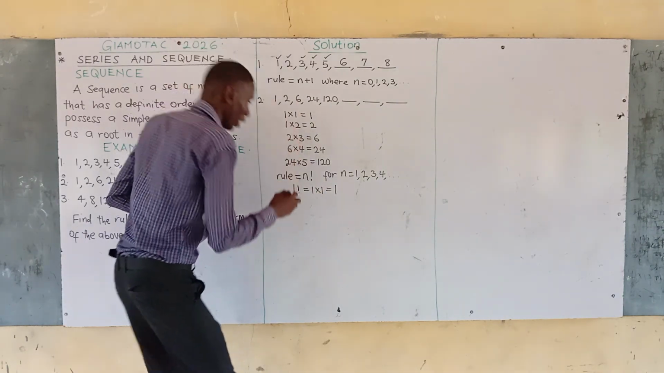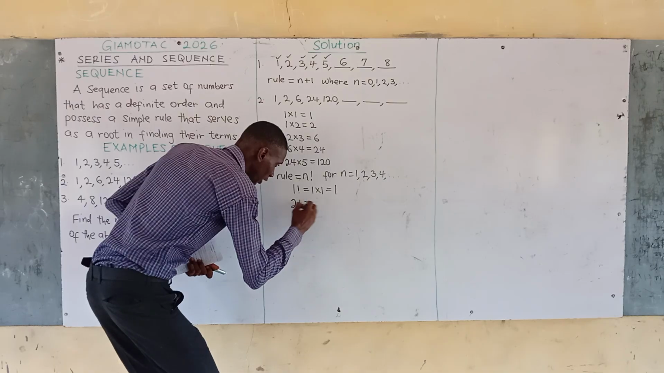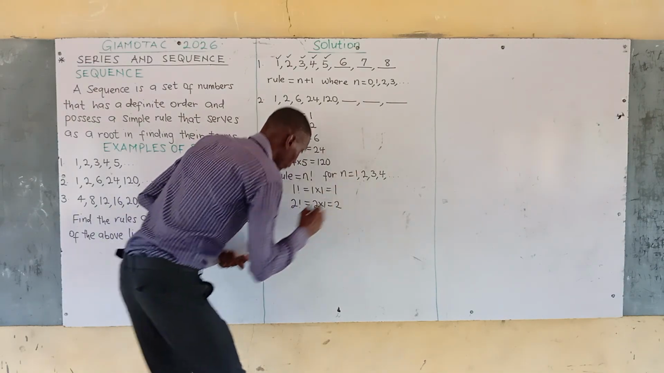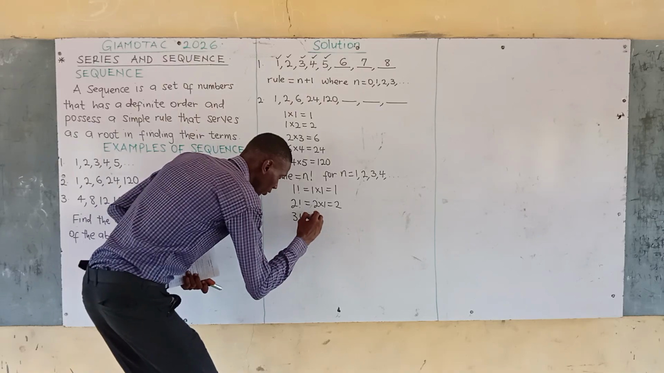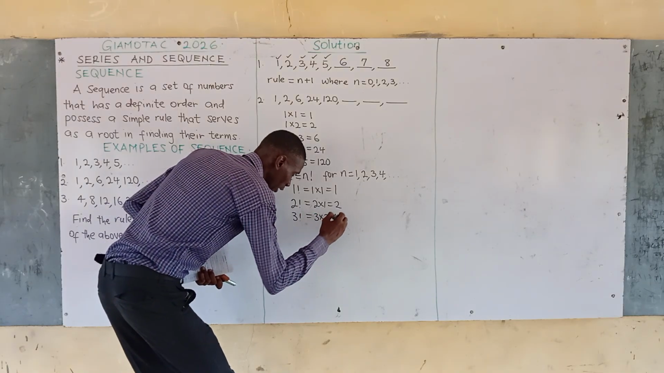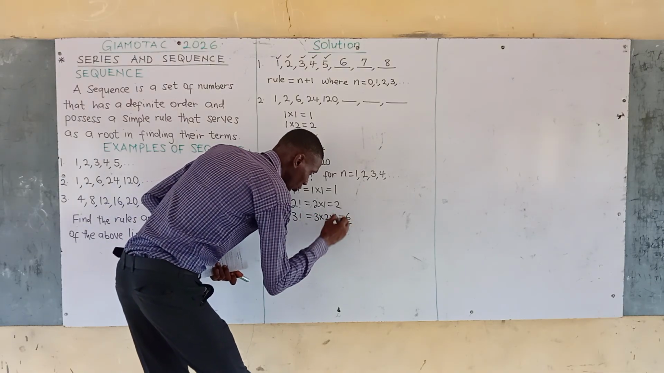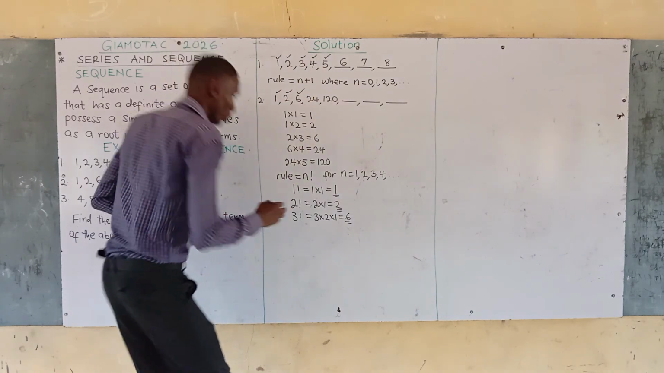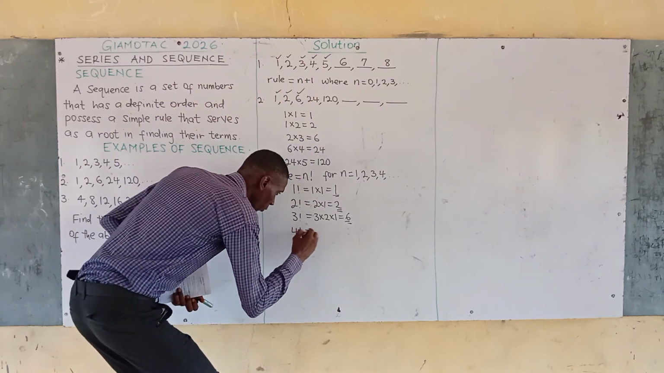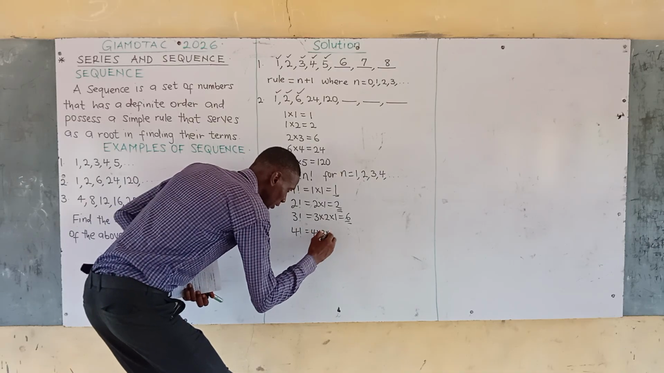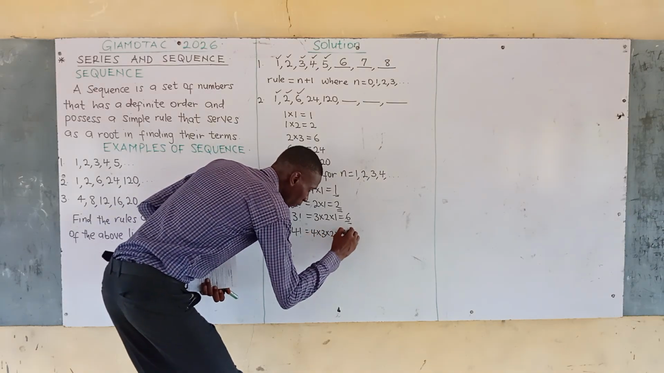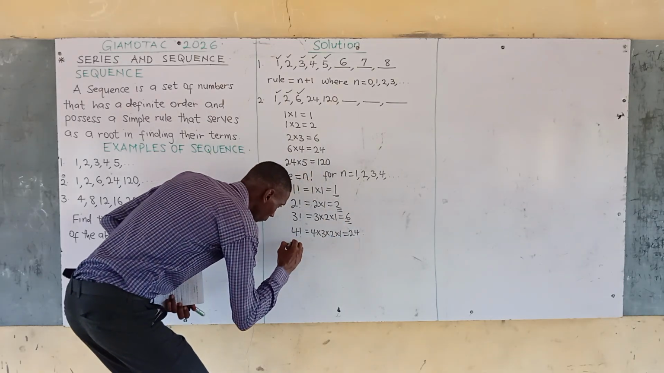I want to prove this one now. 2 factorial is going to give us 2 times 1. That will give us 2. 3 factorial is going to give us 3 times 2 times 1. That is 6. Are you seeing it? You can see that it's following. 4 factorial will give us 4 times 3 times 2 times 1. 12, 24, it gives us 24.